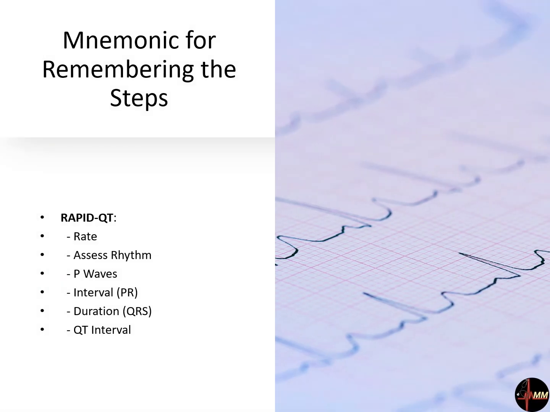To help remember these steps, use the mnemonic RAPID QT: Rate, Assess rhythm, P waves, Interval PR, Duration QRS, and QT interval. This mnemonic can make it easier to recall each step when reading an ECG.